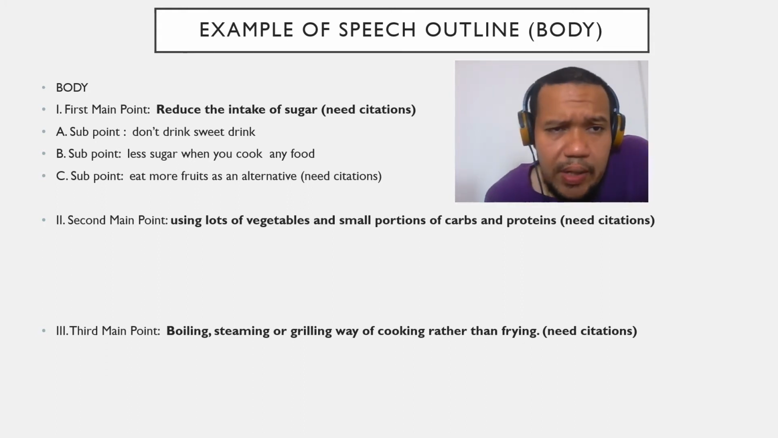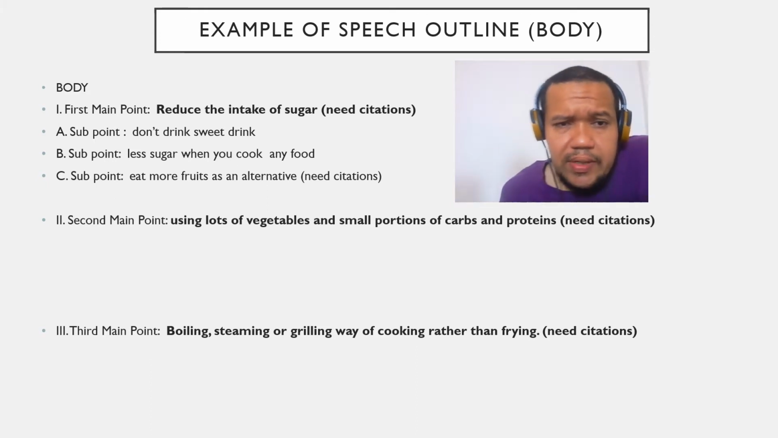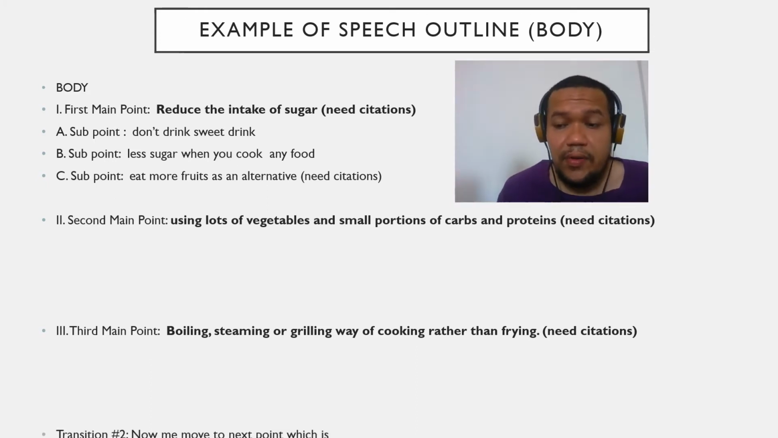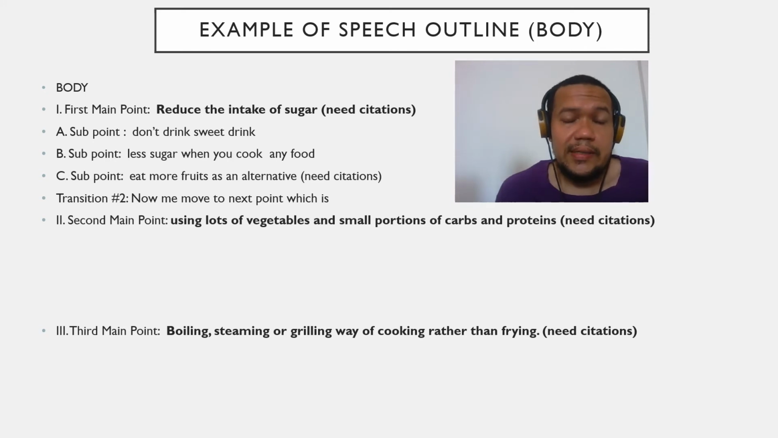We go to the second main point, which is using a lot of vegetables. Before that, you need to put the second transition, which shows the movement from the first main point to the second main point. You can simply write, now we move on to the next point, which is, and then you say using a lot of vegetables and small portions of carbs and protein. Of course, when we talk about this, you need a citation or references from your reading.